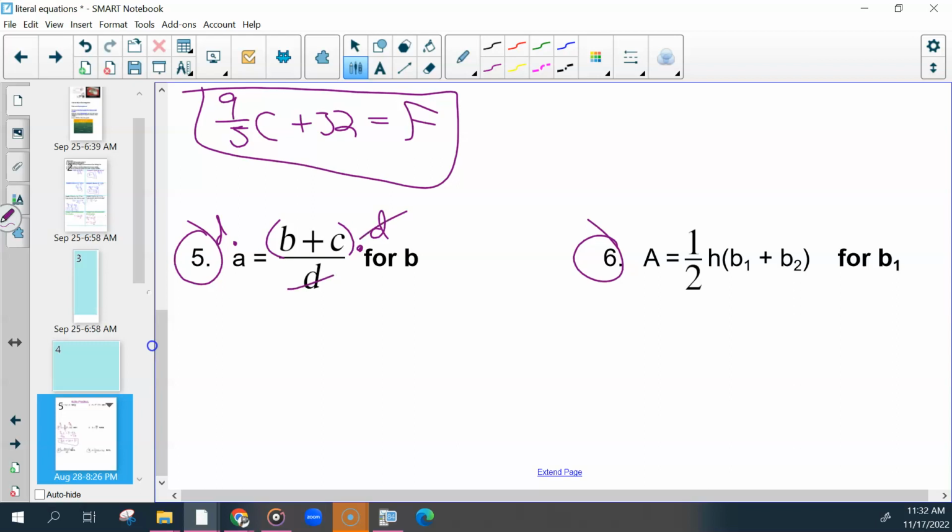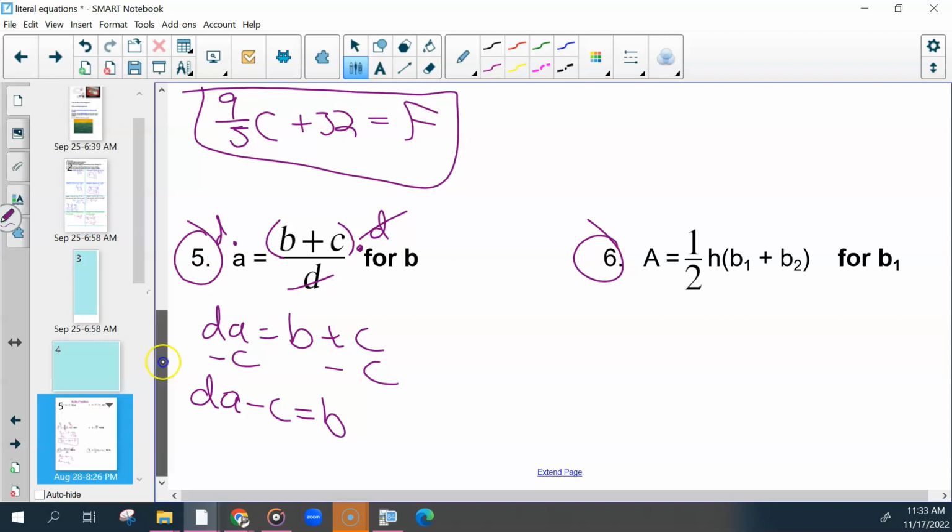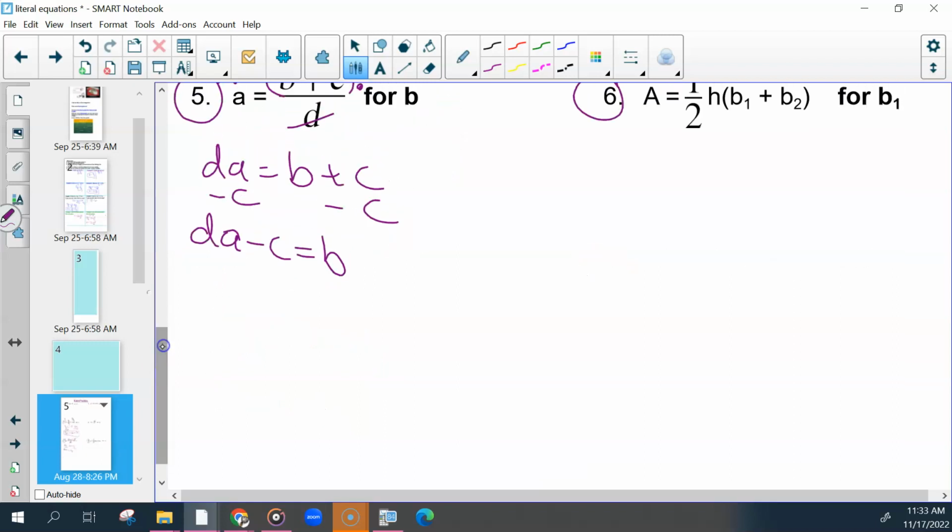Whether you write AD or DA does not matter. And then to get B by itself. So DA minus C equals B would be our final answer. Questions on that one?